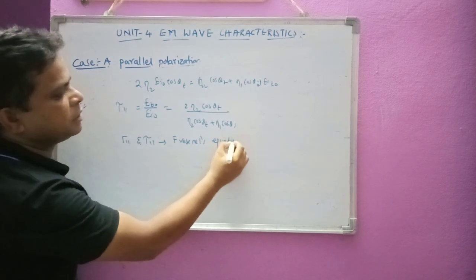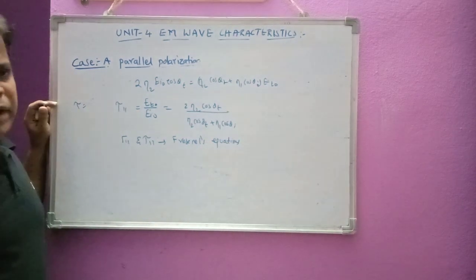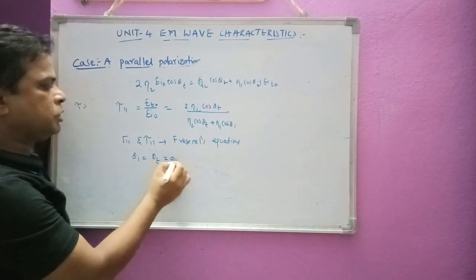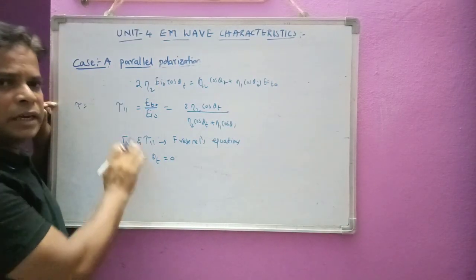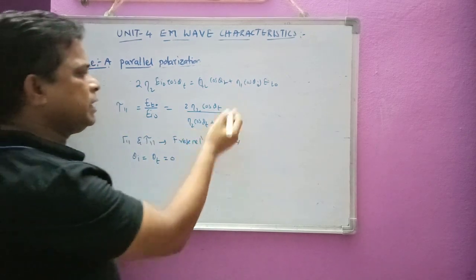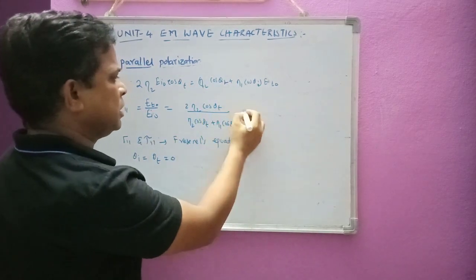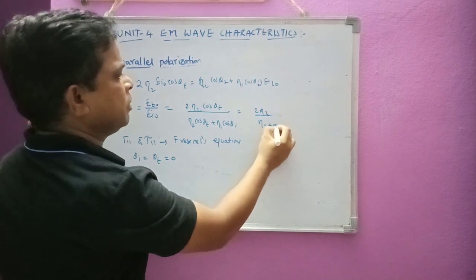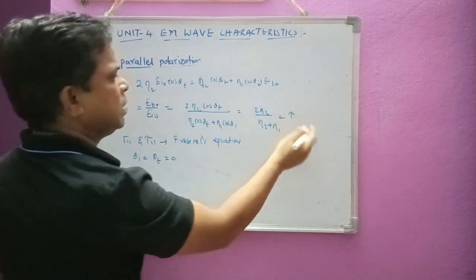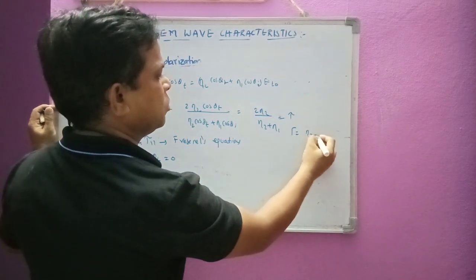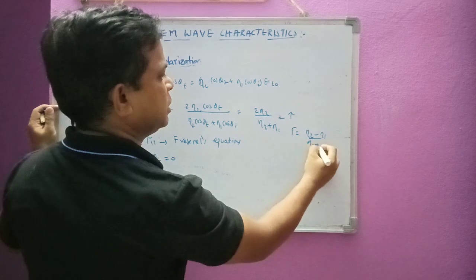If I keep theta I equal to theta t equal to 0 in those two equations, gamma parallel and tau parallel, I can get the previous expressions. Since cos theta is 1, we have the same equation for tau, that is 2 eta 2 by eta 2 plus eta 1, and similarly for gamma we have eta 2 minus eta 1 by eta 2 plus eta 1.